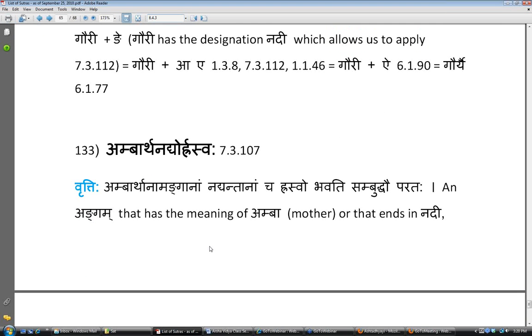That is, if you have an Angam in the meaning of Amba, Amba meaning mother, or which is Nadyanthana, ending in the Nadi, both of these take the Rasva Adeshaha Sambuddha Parataha. So when the Su Pratyaya is used in the Sambodhana Ekavachanam, the Sambuddhi, that just takes the Rasva. So this is the third thing.